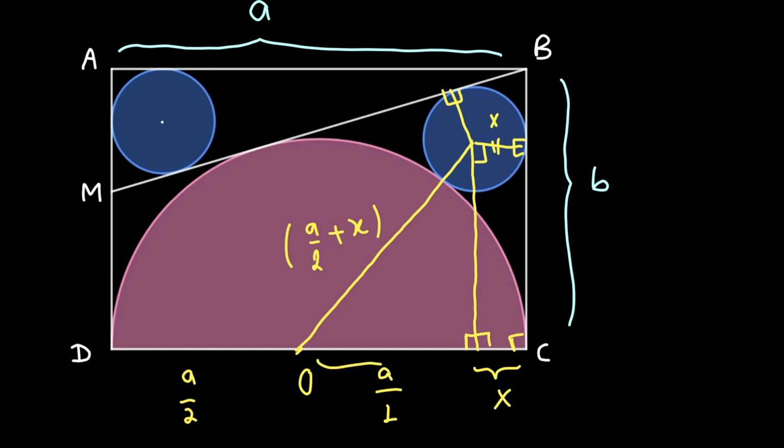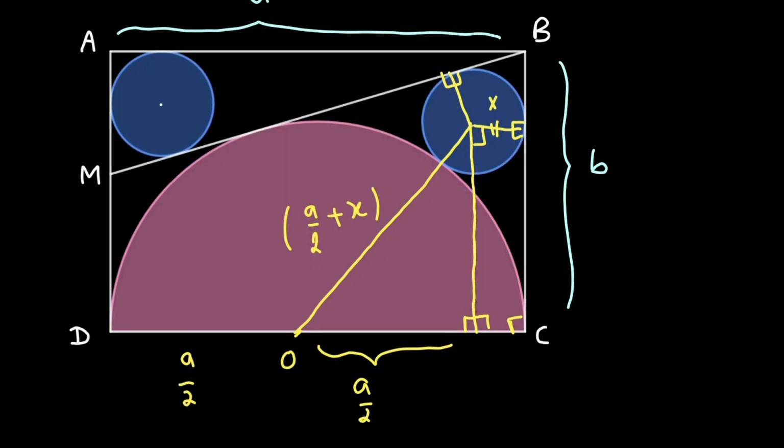The complete length from O to C was a upon 2. The distance between these perpendiculars we have got as x. Therefore the remaining distance, that is going to be from the point O to this perpendicular that we have dropped, would be equal to a upon 2 minus x, that is longer minus the shorter.